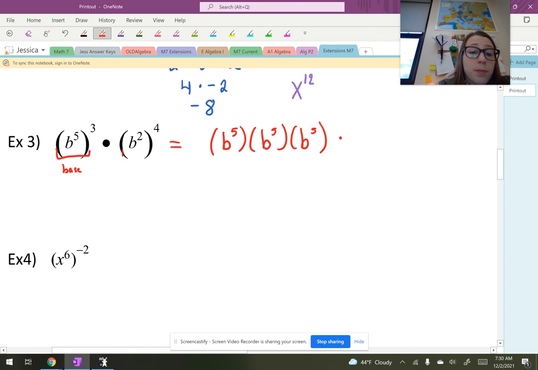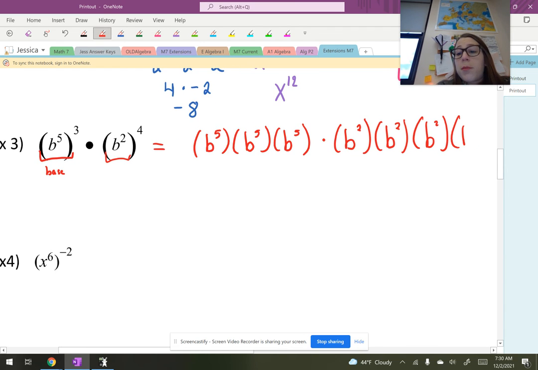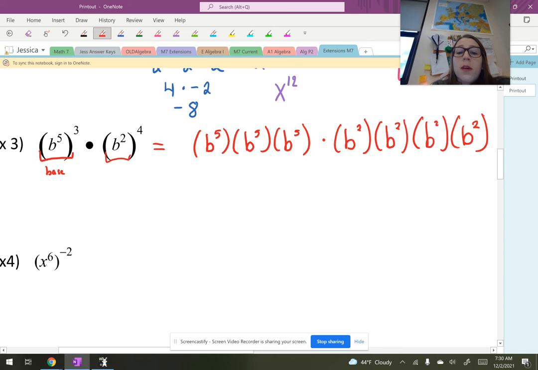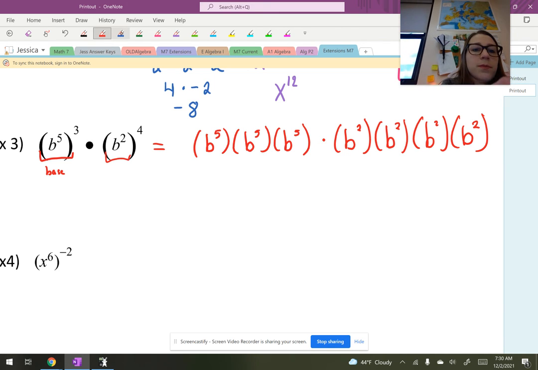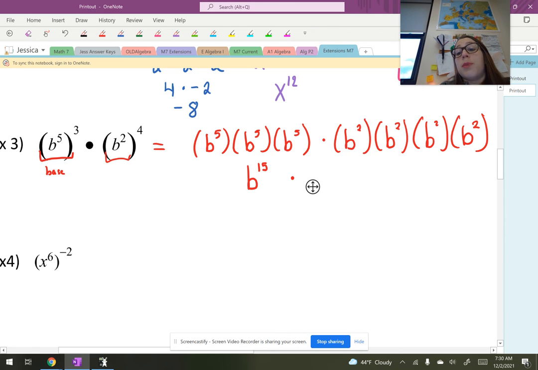Times b squared raised to the fourth power. So b squared 4 times. Okay, put them all together. b to the fifth times b to the fifth times another b to the fifth is going to condense down to b to the 5, 10, 15, times b squared times b squared times b squared times b squared, which is 2, 4, 6, b to the eighth.